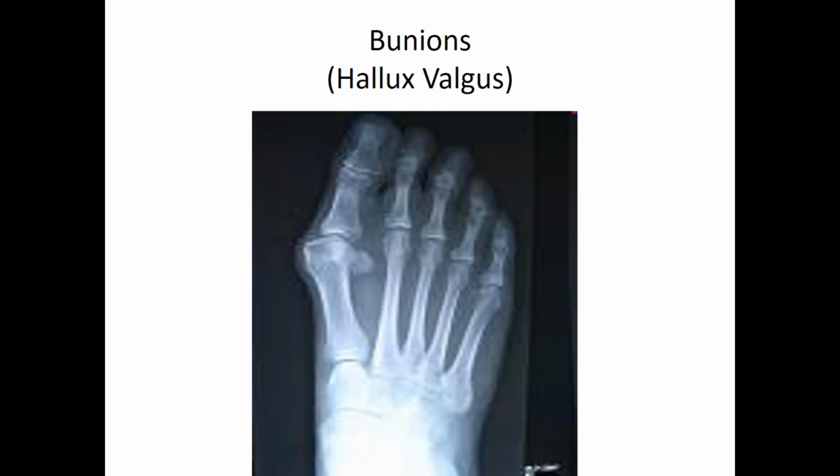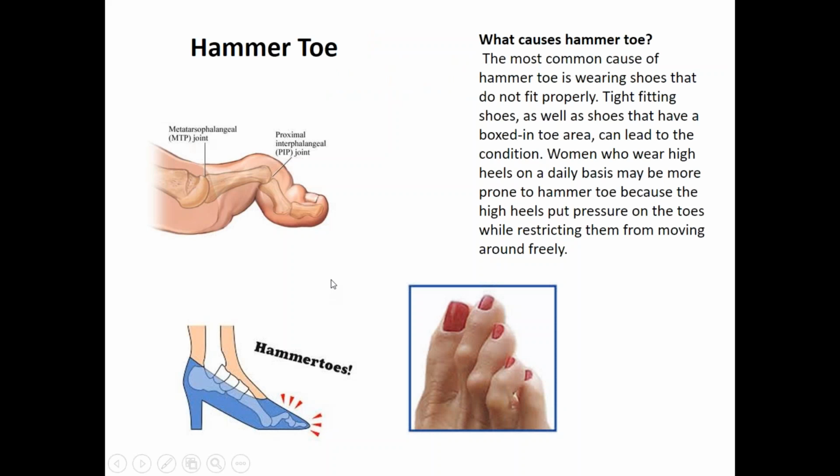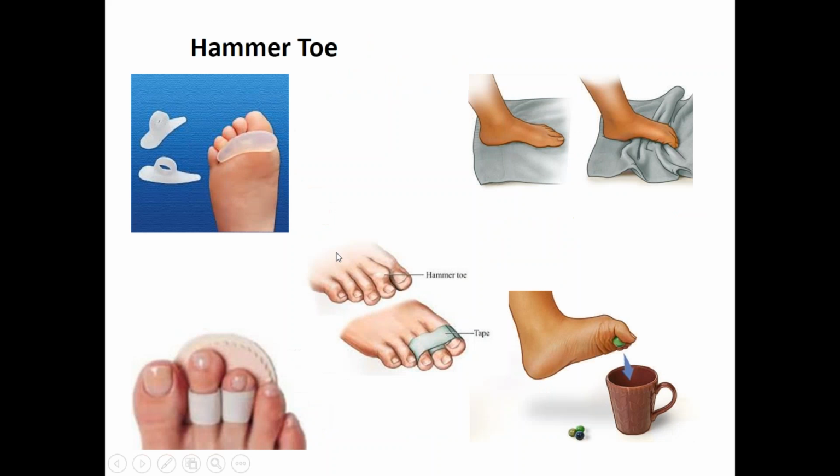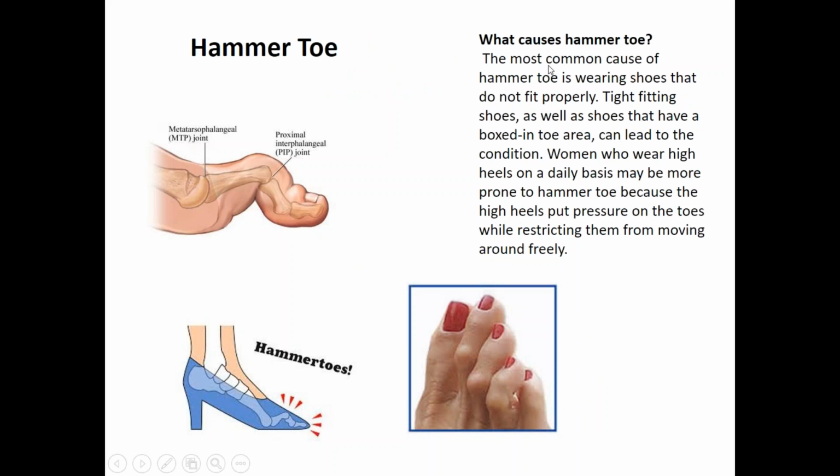Now, bunions, hallux valgus. The hallux, which is the big toe, valgus is going inward. So hallux valgus, this is a bunion. We also have hammer toes. That's another one here. Let's talk a little bit about a hammer toe. The most common cause of hammer toe is wearing shoes that do not fit: tight-fitting shoes as well as shoes that have a boxed-in toe area. Bad deal, okay? Can lead to the condition.